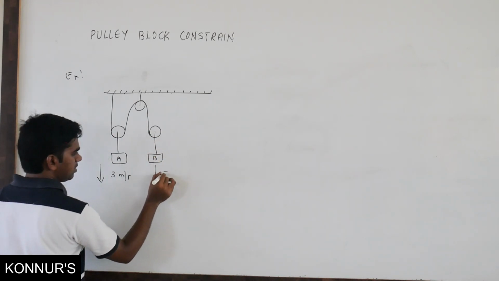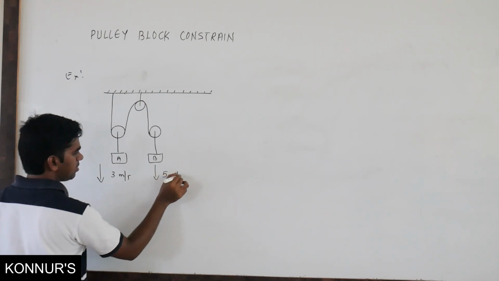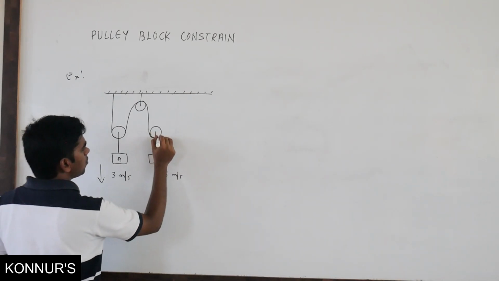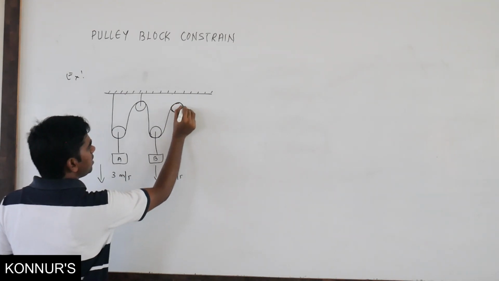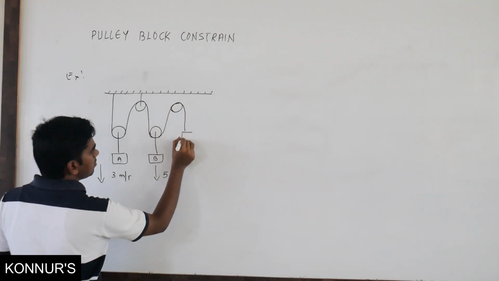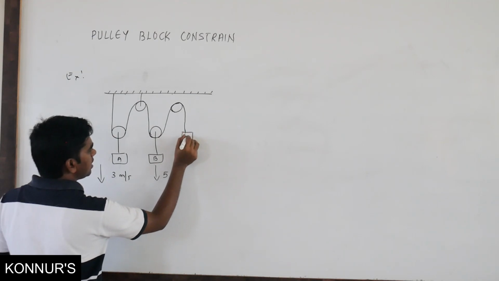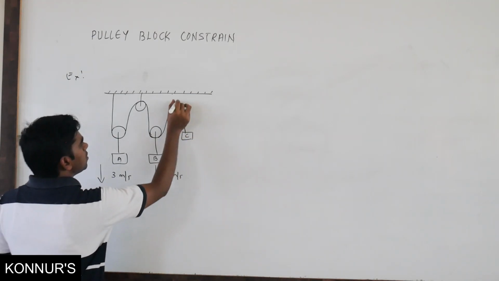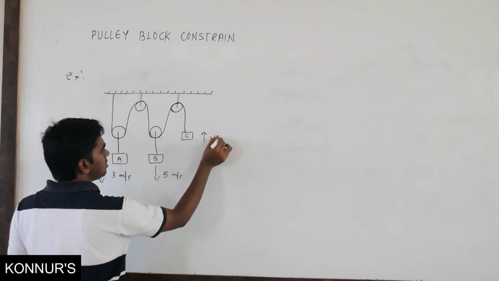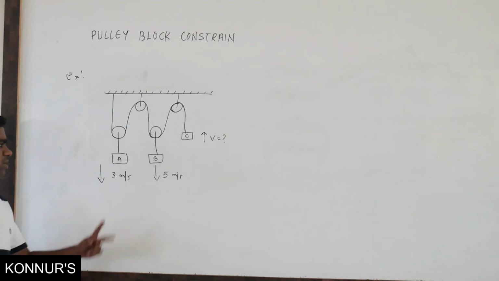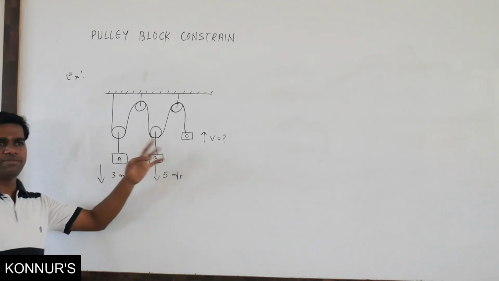This is going in the downward direction with a velocity of 5 meters per second. From here it is connected to another pulley, and from here one mass is connected, say you can say it is C. So they are asking what is the velocity of this C. They have given the velocity of A and B, and they are asking the velocity of C.